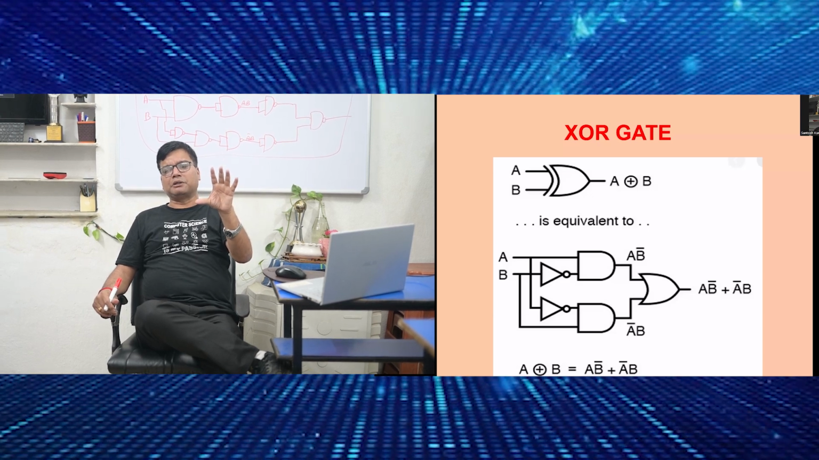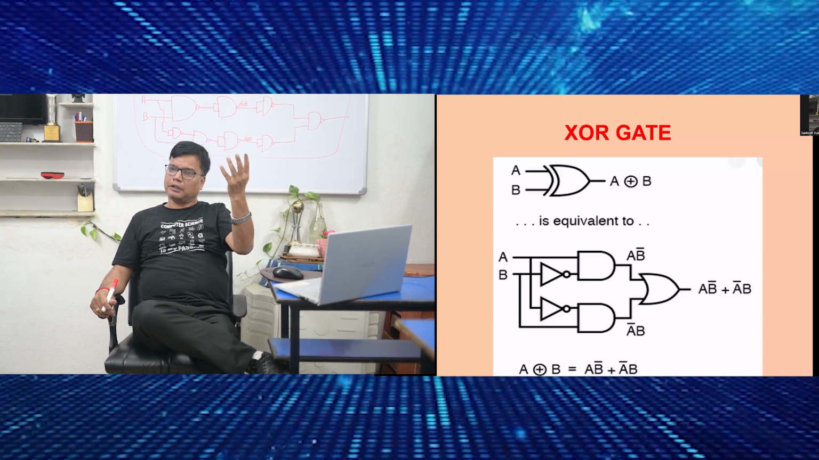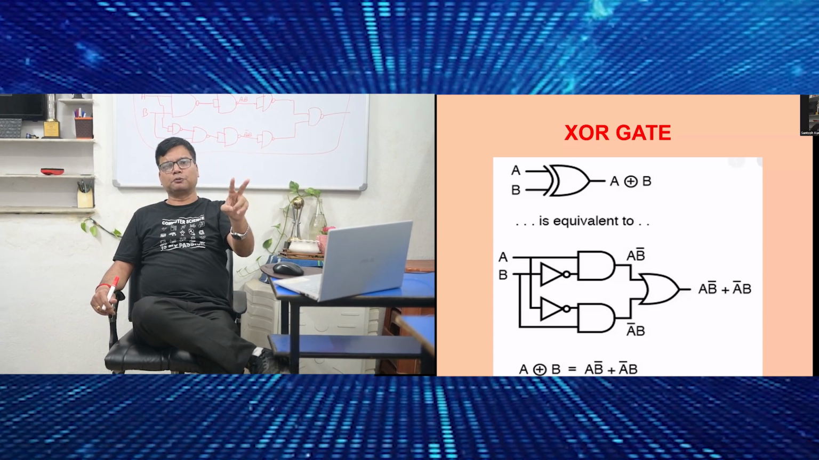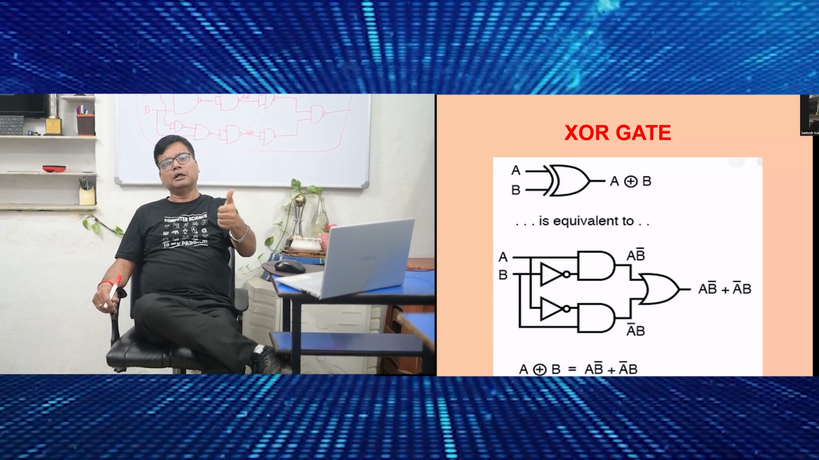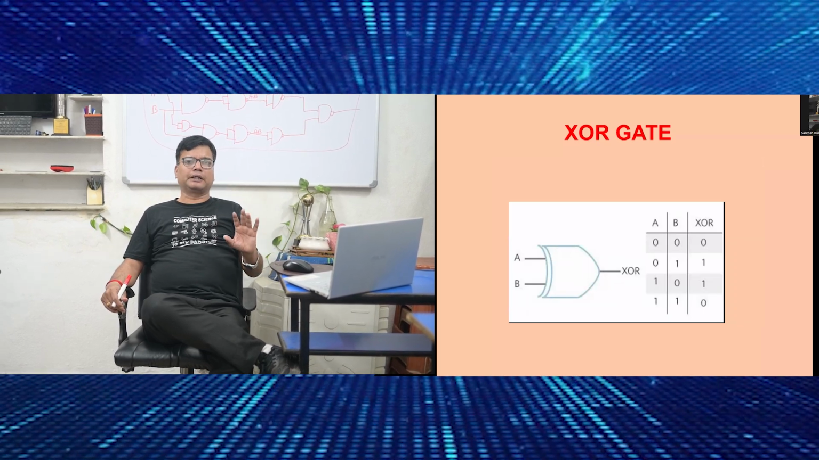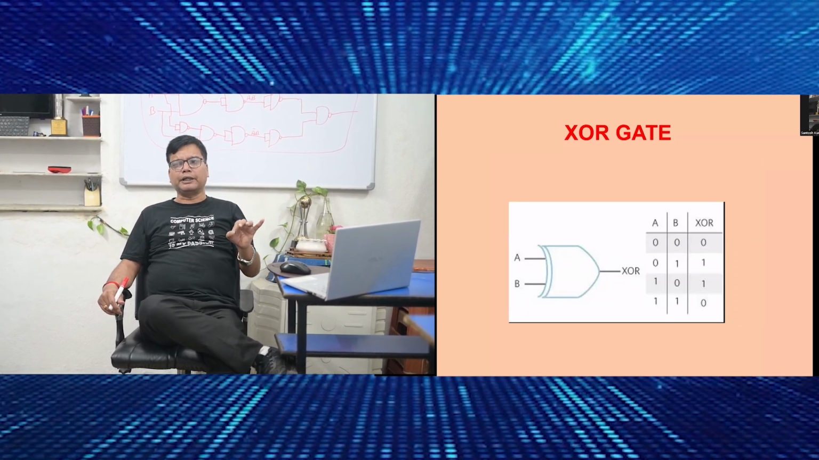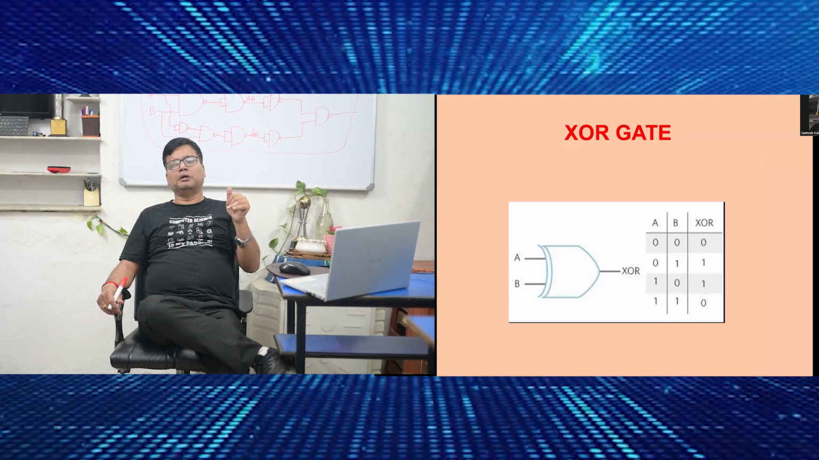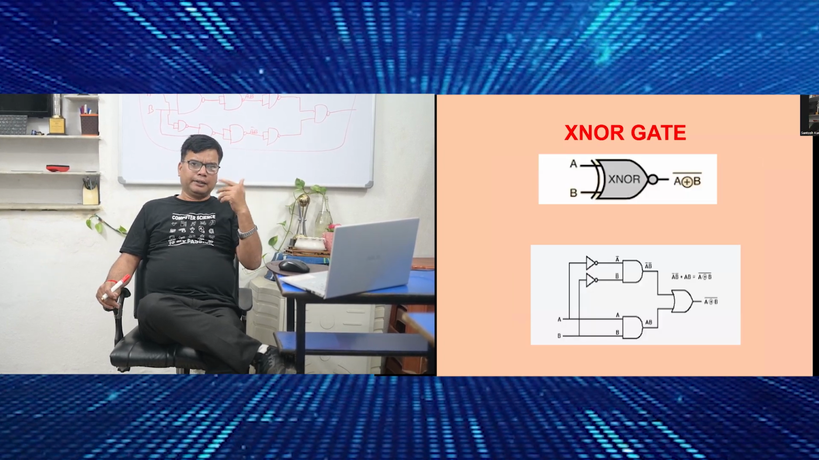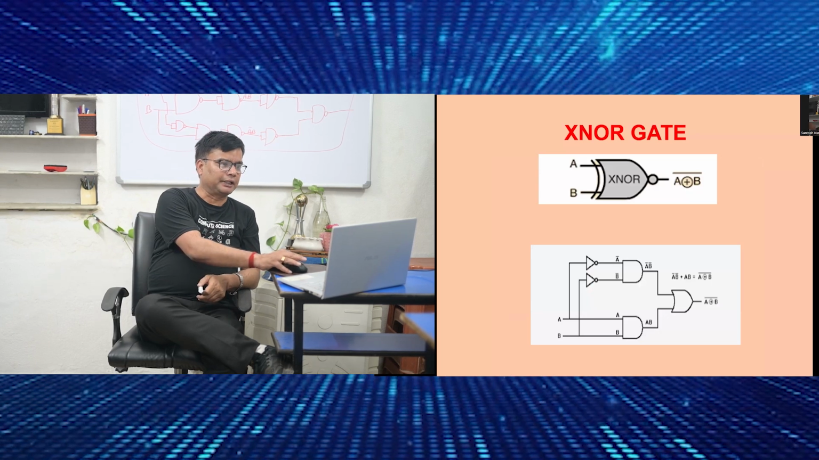The same applies when we have a 3 input gate. Again, when there are 0 inputs high or 2 inputs high, then the output will be 0. Otherwise, the output will be 1. So the condition for XOR gate is that the XOR gate gives a high output when an odd number of inputs are high. Next, let us talk about XNOR gate.